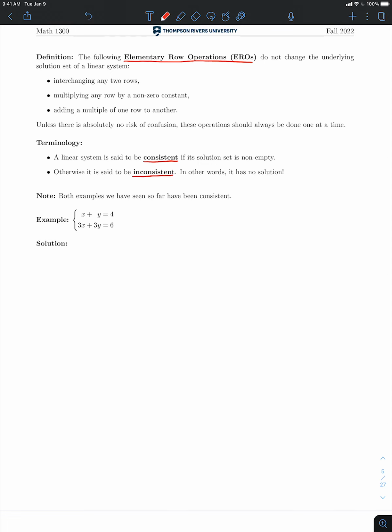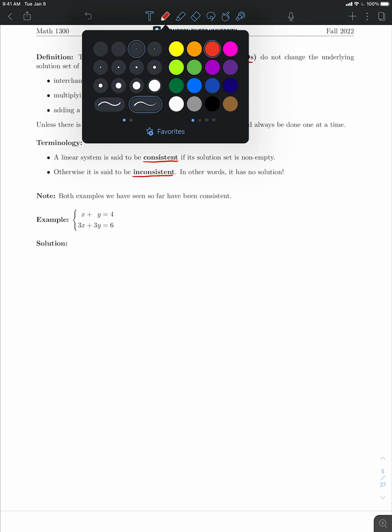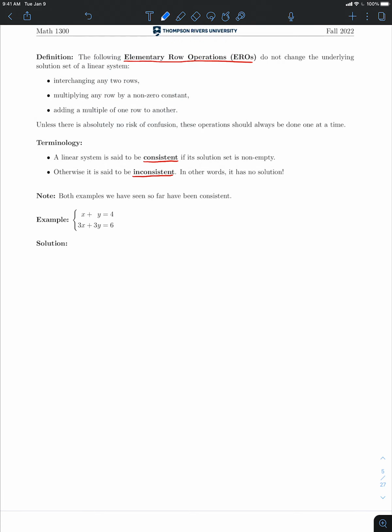So we've looked at two, well, technically four examples if you include the ones we didn't solve. All of the examples we've seen so far have been consistent. But let's take a look at what might happen when you look at an inconsistent system.